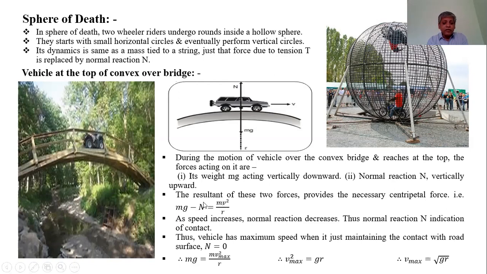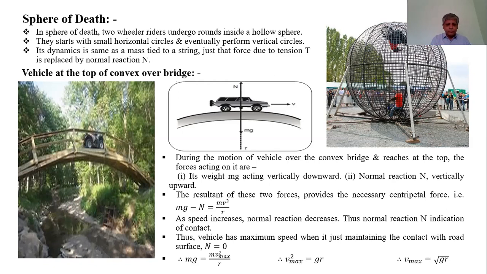As the normal reaction decreases, the speed increases. That means as speed increases, normal reaction decreases. Thus, the normal reaction indicates the contact between the vehicle and the road surface. Thus, the vehicle has maximum speed when it is just maintaining contact with the road surface.